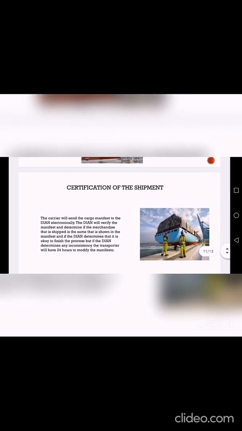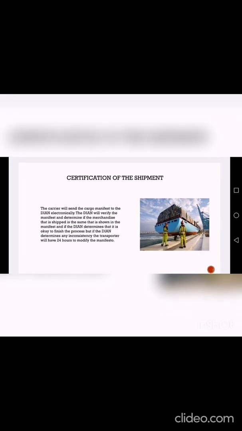Certification of the shipment. The carrier will send the cargo manifest to the DIAN electronically. The DIAN will verify the manifest and determine if the merchandise that is shipped is the same as that shown in the manifest, and if the DIAN determines that it is okay, the process is finished. If there is any inconsistency, the transporter will have 24 hours to modify the manifest. In the case of, for example, a free zone, the certification of embarkation is not necessary and will only be carried out with the authorization of embarkation.